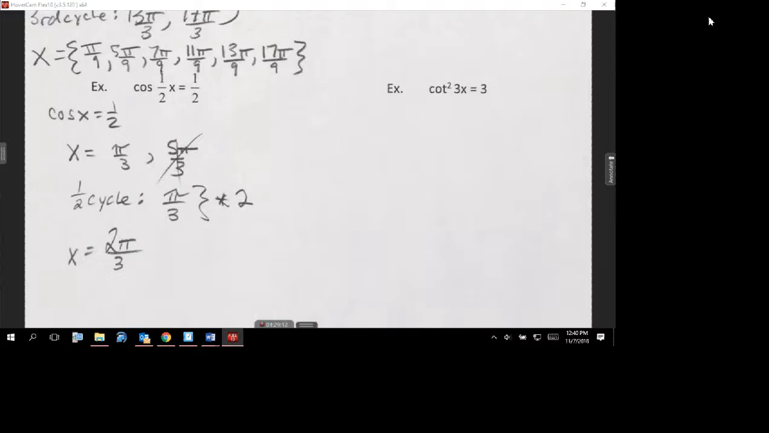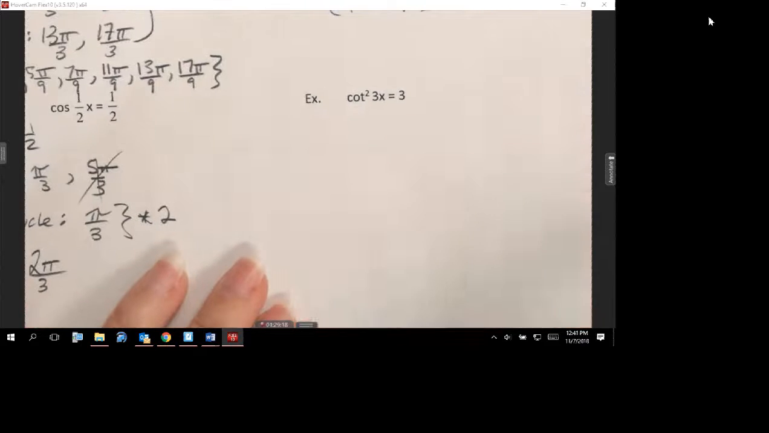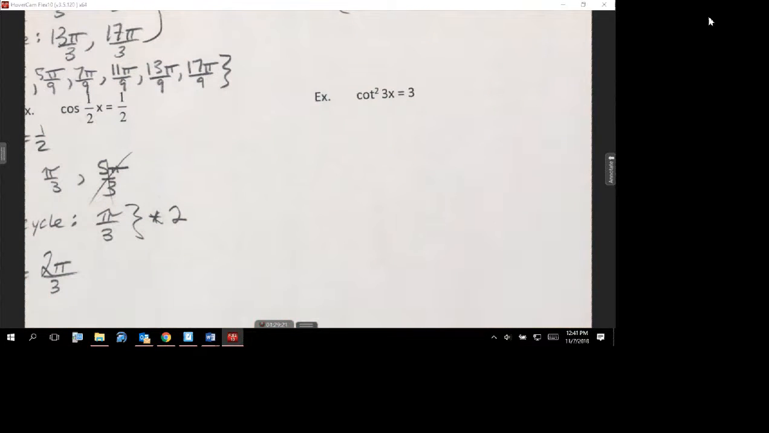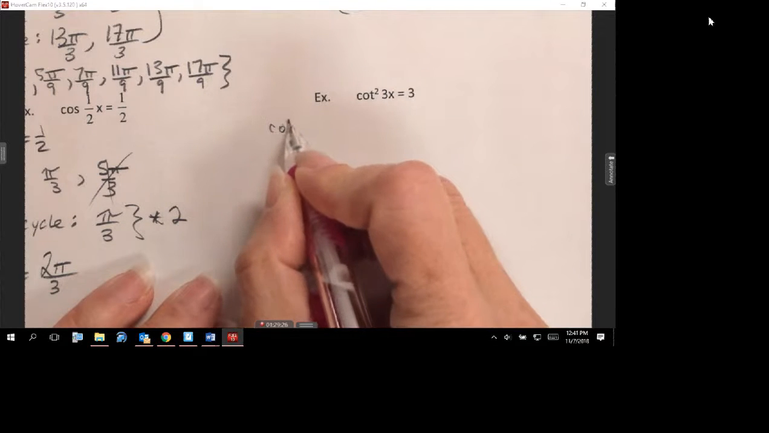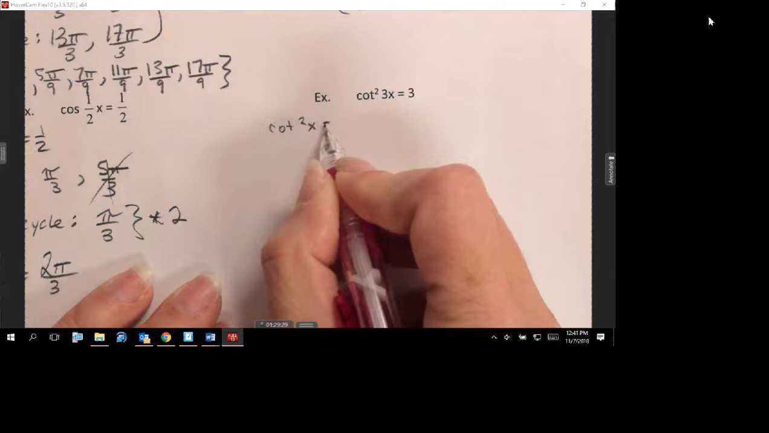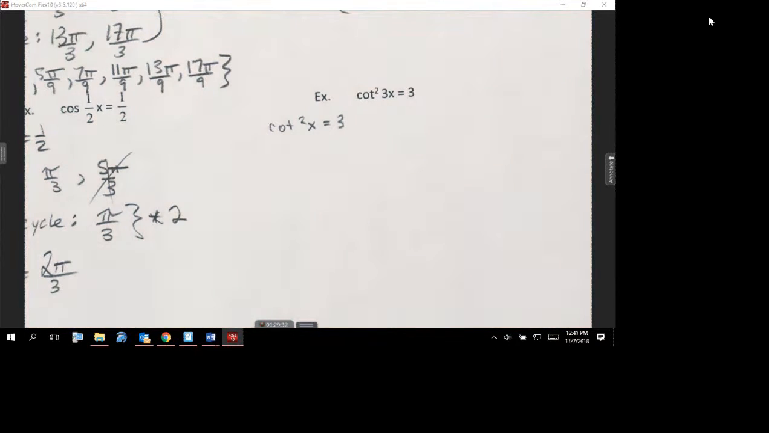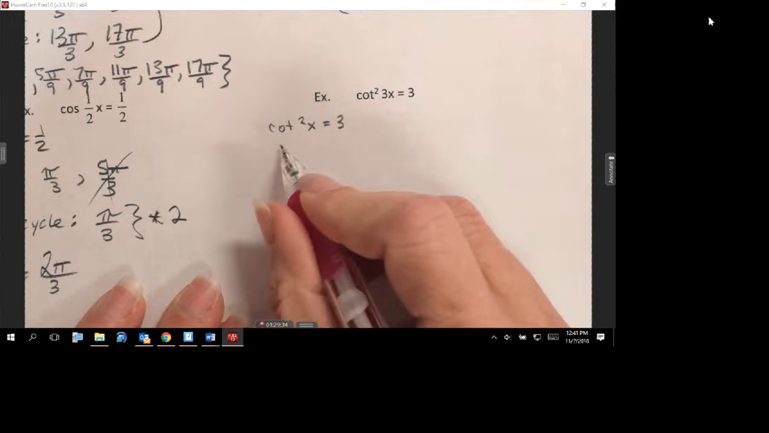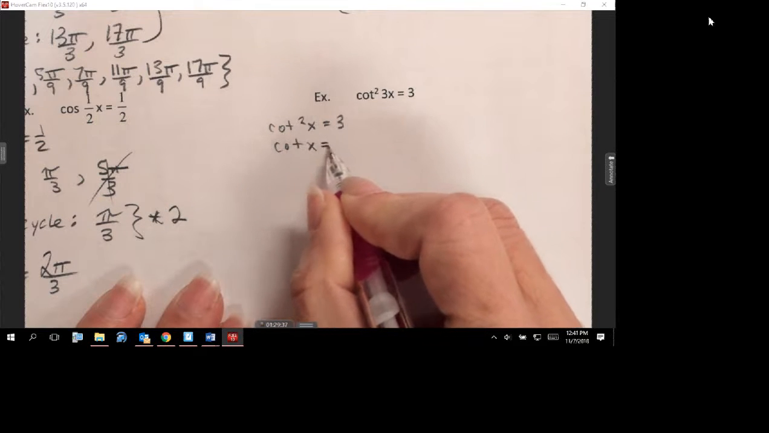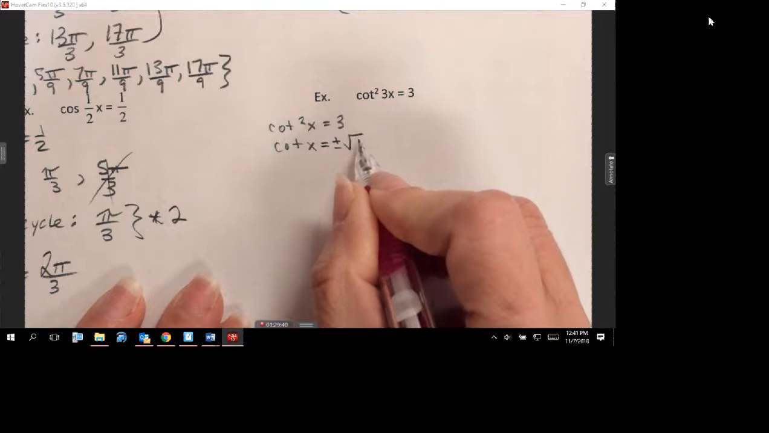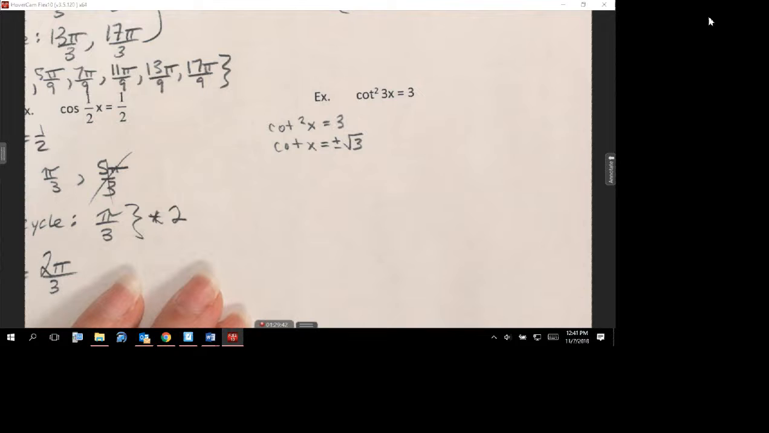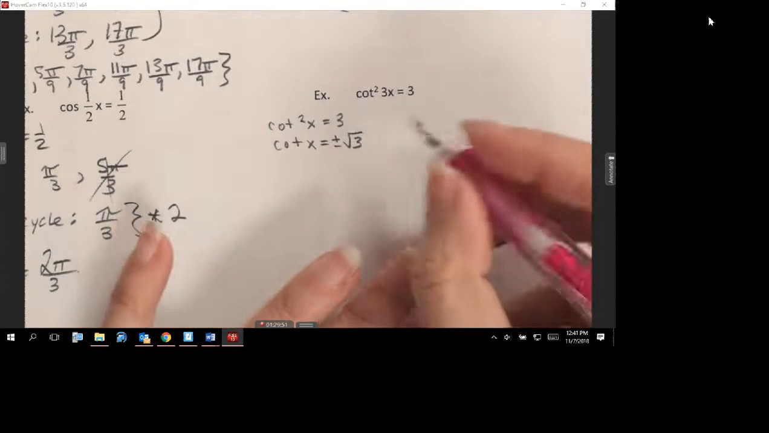Okay. All right, so this last one has a tiny little extra thing added to it. What do you think I should think of first? So if you do square root, what's my next one? Oh yes, that's a 30-degree reference angle, which is pi over 6.